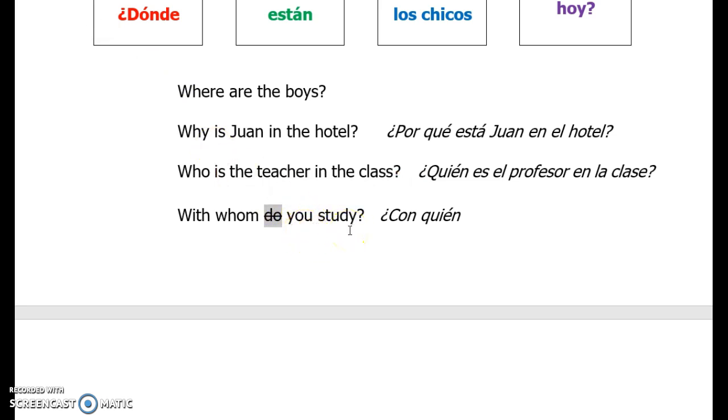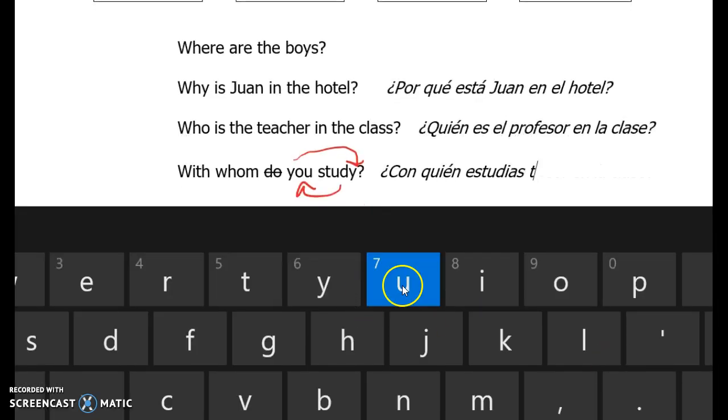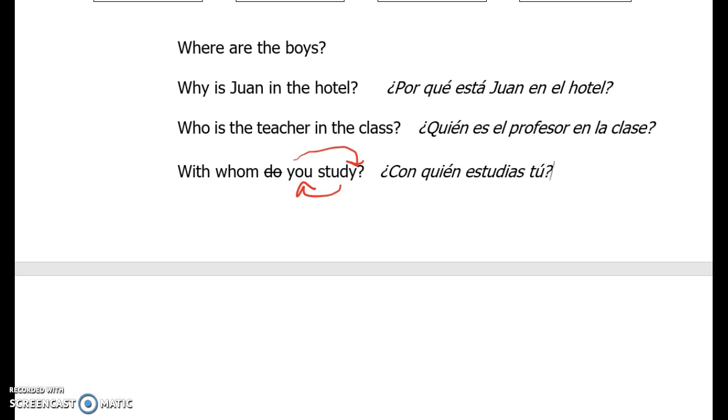What am I going to do? I'm going to flip-flop this around. I'm going to put the you in front of study. I'm going to put study behind you. I'm going to flip those guys around and use inverted word order. You're going to put the study first. Estudia, well, estudias. And then we are going to use tú. We're just going to assume you use tú unless I otherwise specify that you are being formal. ¿Con quién estudias tú? So there you go, friends.